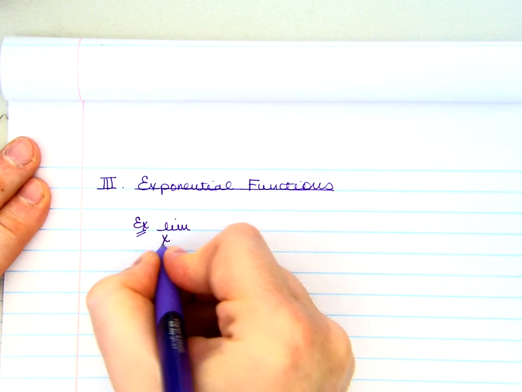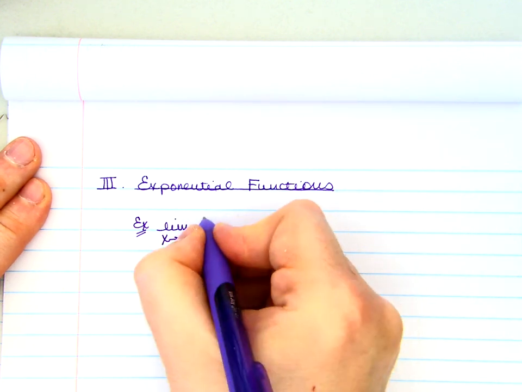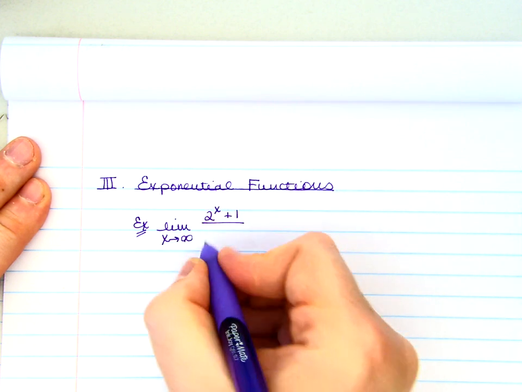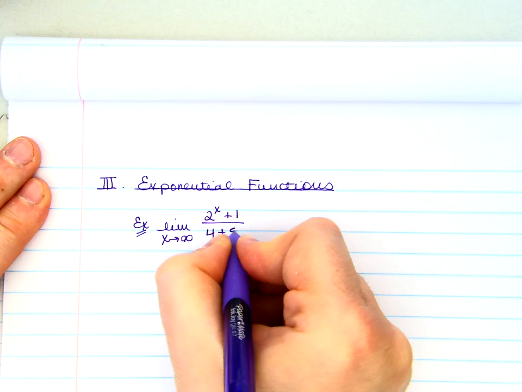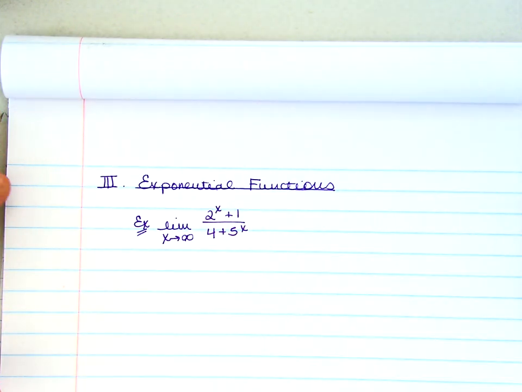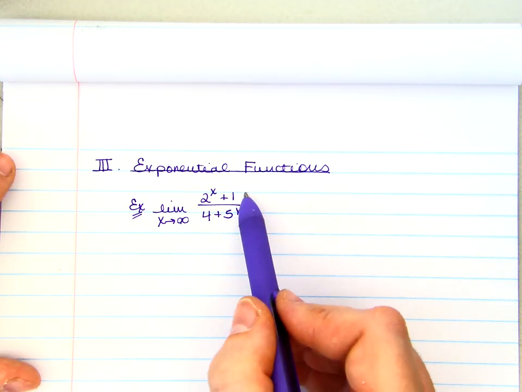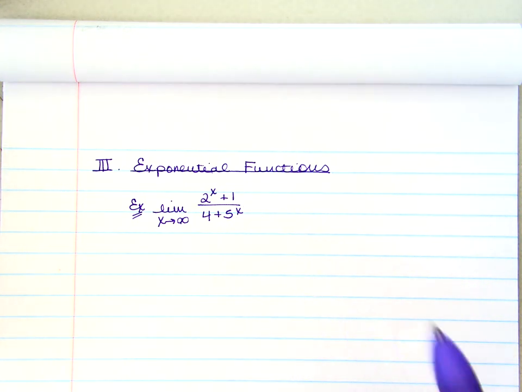The limit as x approaches infinity of 2 to the x plus 1 over 4 plus 5 to the x. Our rule before about the limit of the ratio of the leading terms only works if we have a rational function where the top and bottom are polynomials. That's not what I have over here, so that's not going to work. If you plug in a huge number, the top is huge, the bottom is huge, so this is that infinity over infinity indeterminate form.